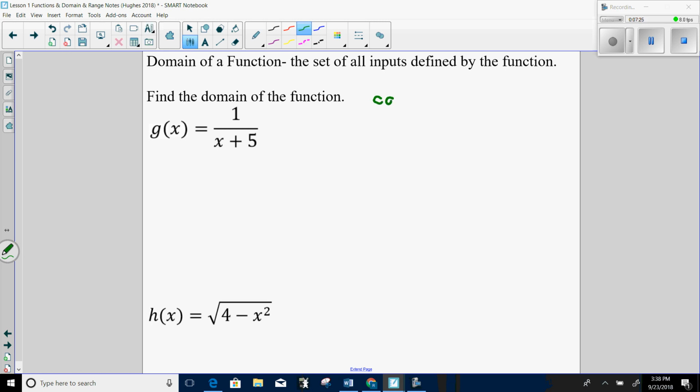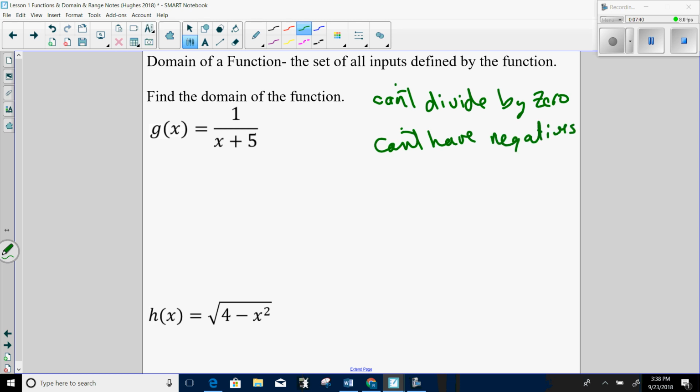You can't divide by 0, and you can't have negatives in an even root: fourth roots, square roots, sixth roots, things like that. So if I remember these two things, that's what's going to help me.